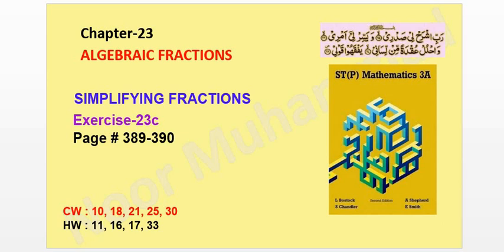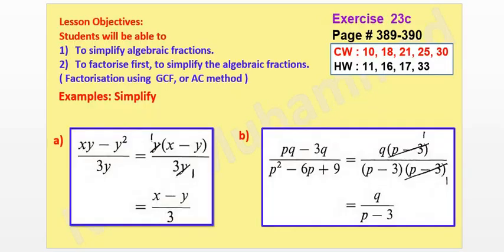Bismillahirrahmanirrahim. Chapter 23, Algebraic Fractions. Exercise 23, it's all about simplifying fractions. So let's discuss first of all our main objectives. Our main objective is to simplify the fractions, but before that, what is our second objective?